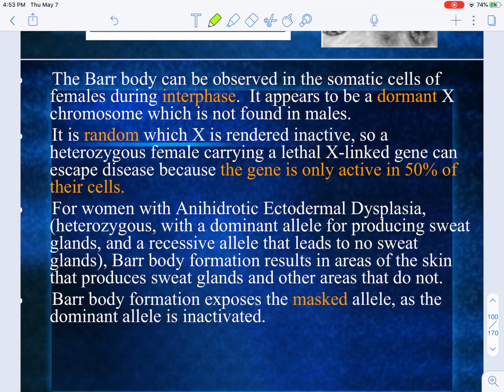So if they have something lethal, this is pretty cool. If there's a lethal X-linked gene, but it's only active in half the body cells, then that female can actually escape dying from that condition.